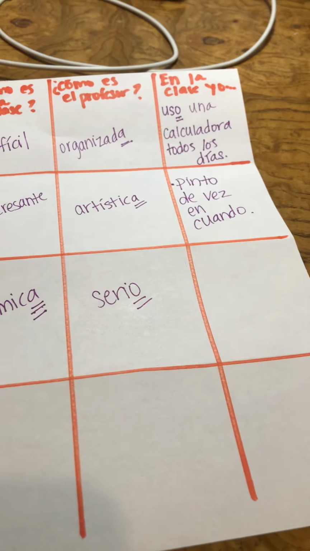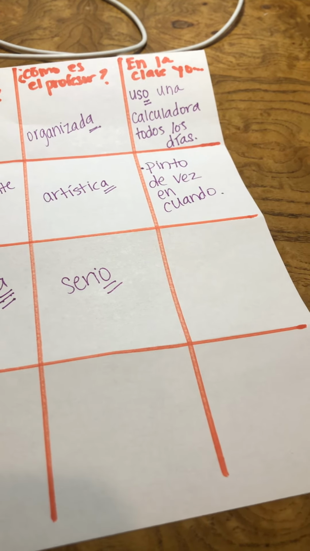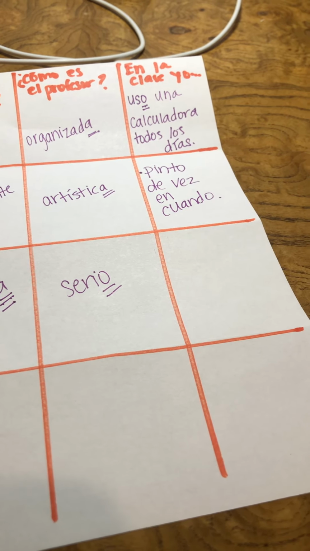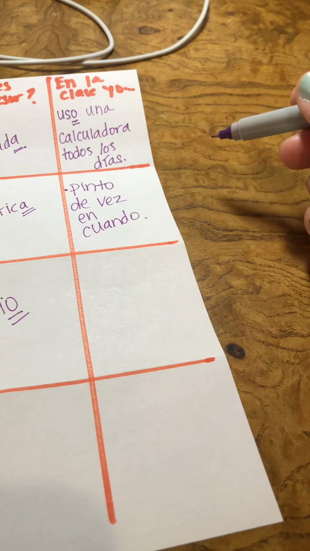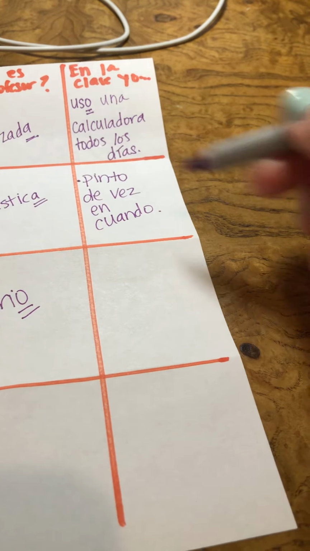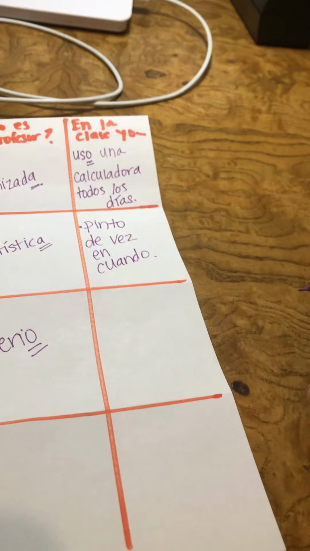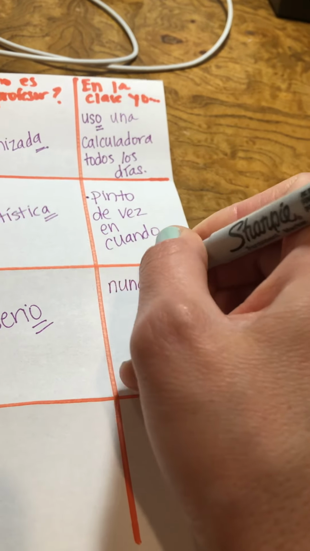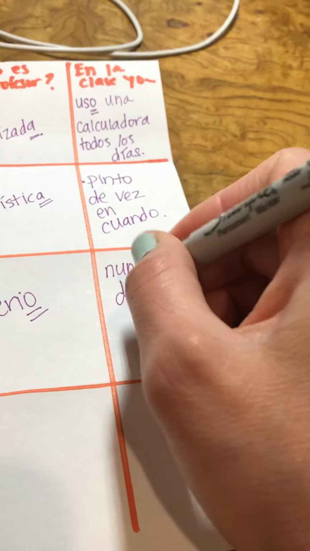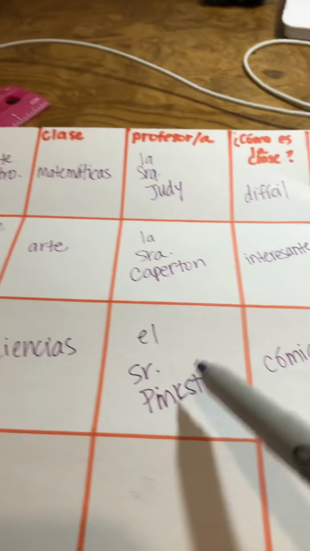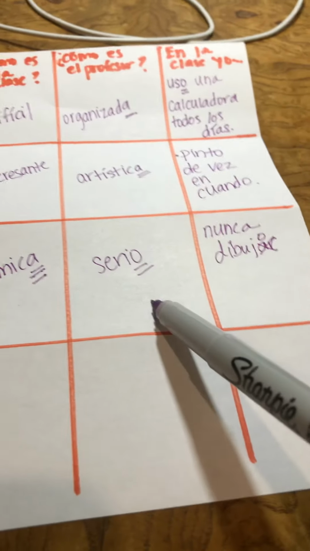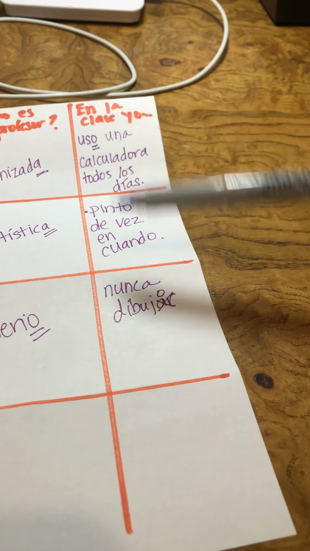Okay? And then I'm going to say something that I never do in science. Let's say I never use a calculator. Oh, yeah, you probably use a calculator in science. Paint or draw, I never draw in science. So "en la clase yo," I'm going to say "nunca," I never. The word for draw is "dibujar." Chop off the AR, and then I add my O. So "nunca dibujo." So again, at 12, science, Mr. Pinkston. The class is funny. Mr. Pinkston is serious. And "en la clase yo nunca dibujo." I never draw.